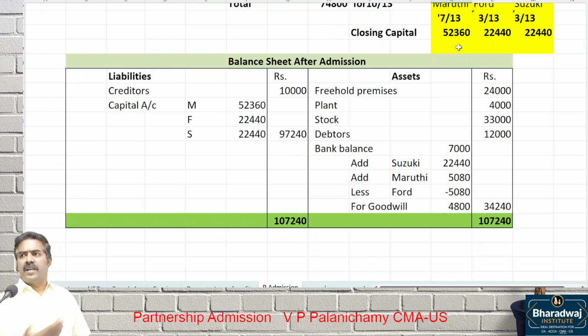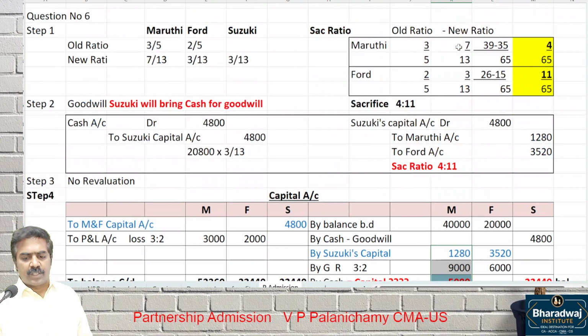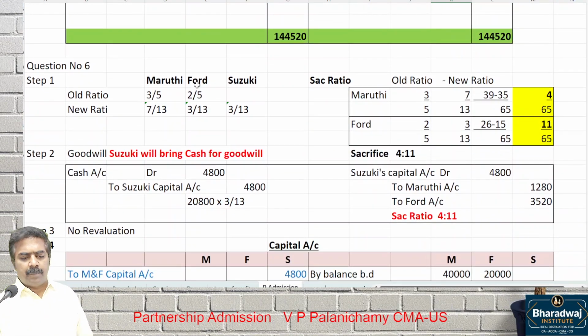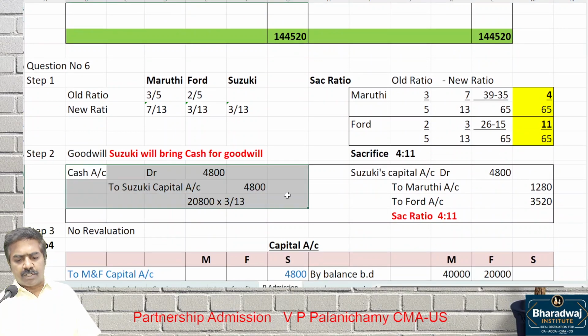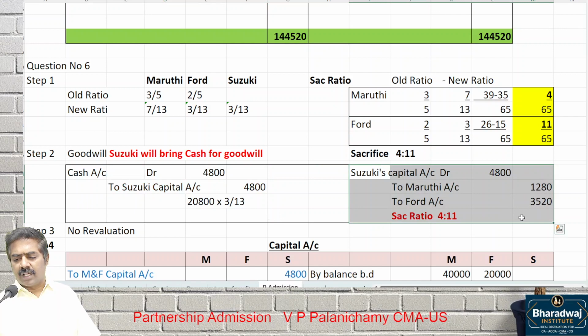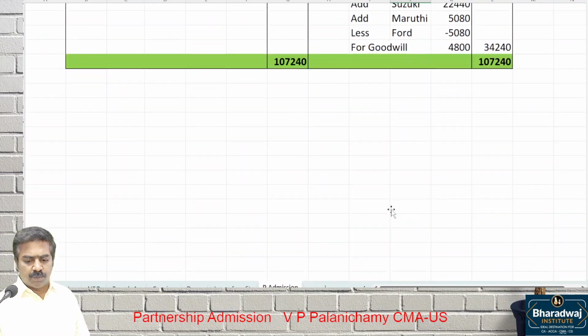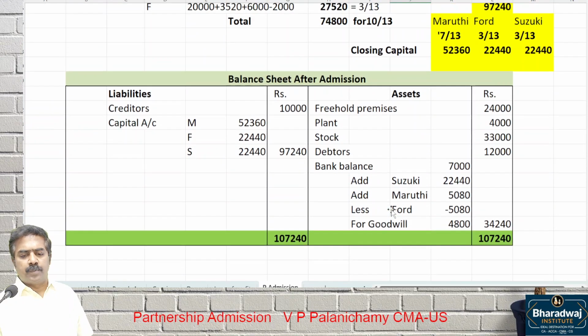Then goodwill, depending upon the question, we can adjust. 99% of the cases, goodwill you will get premium method only. That's why I have done many problems using premium method. Cash account debit to new partner's capital, then new partner's capital to old partner's capital in which ratio? Sacrificing ratio. With this, admission of partnership is over.